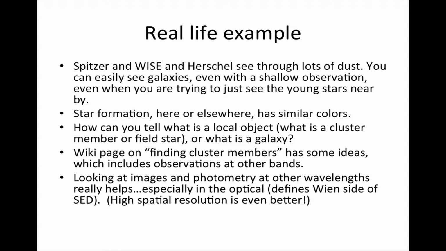So for a real life example, of course, Spitzer and WISE and Herschel see through lots and lots of dust. So you can easily see galaxies even when you're not trying. So when you're looking for star formation, it has similar colors, whether it's here or kiloparsecs or even megaparsecs away, it has the same colors. So we need to figure out what's a local object, what's a cluster member, and what's a galaxy. There's a wiki page on finding cluster members, which has lots and lots of information, including multi-wavelength observations at other bands.